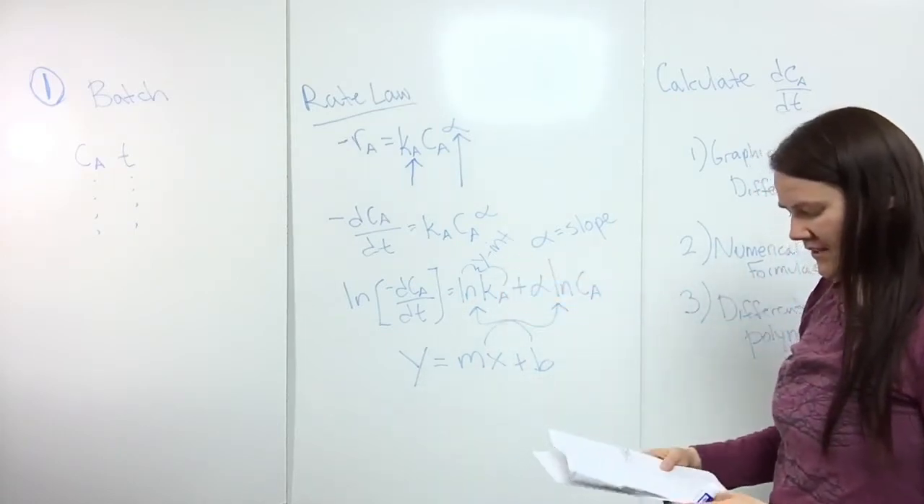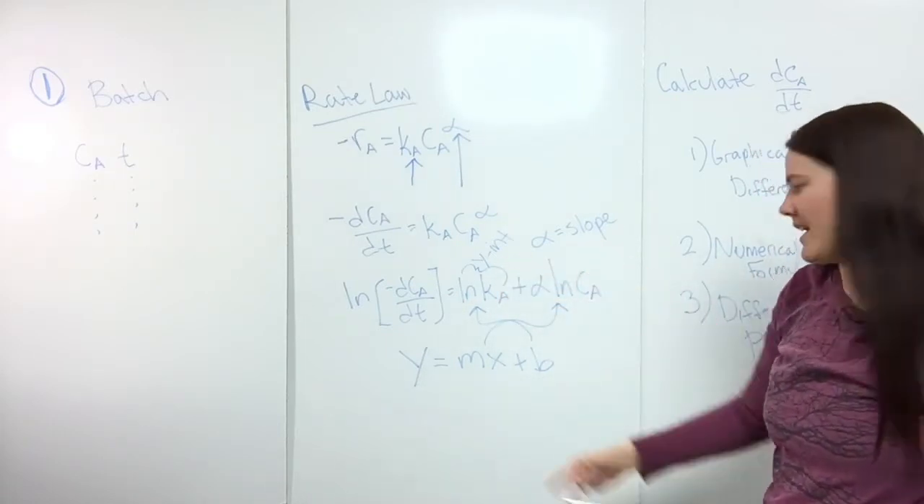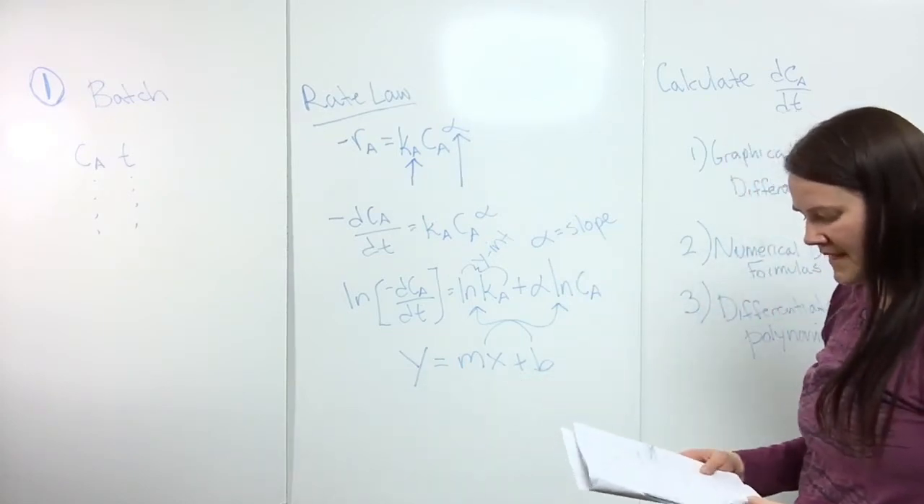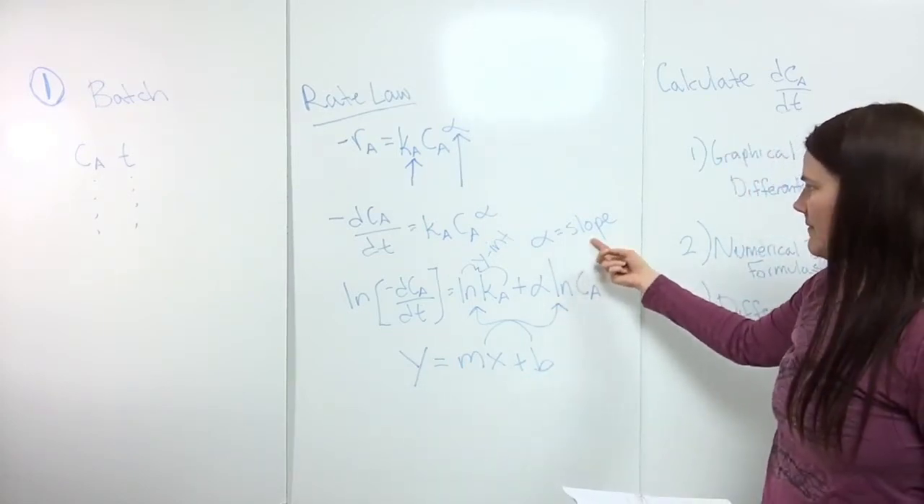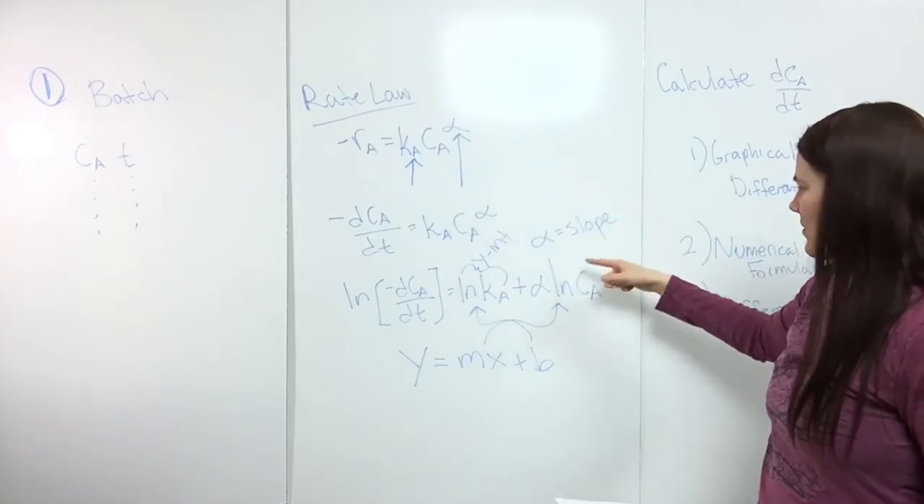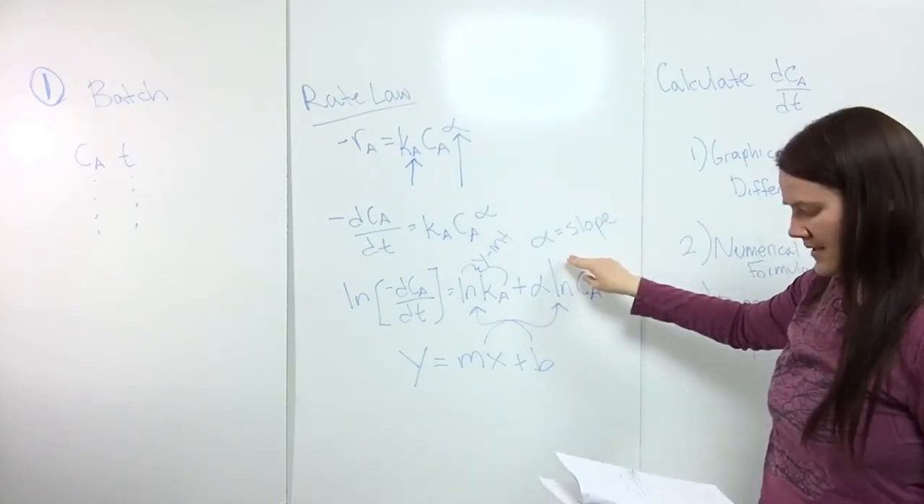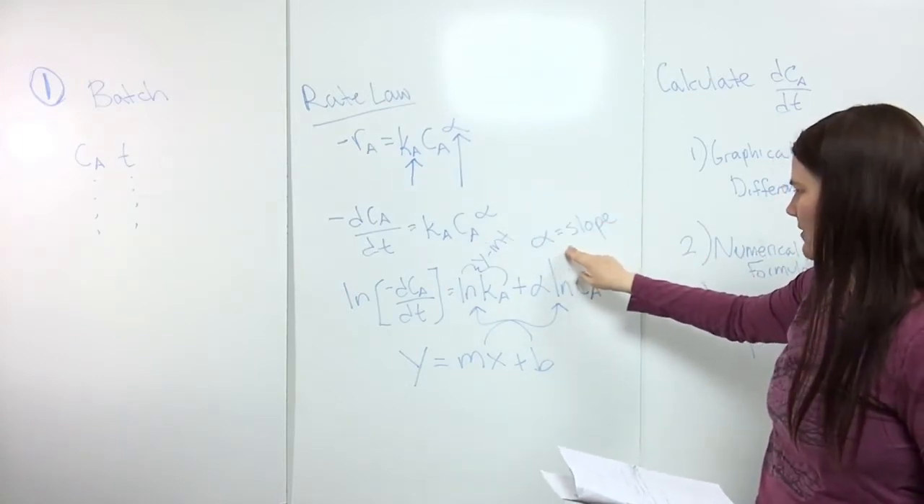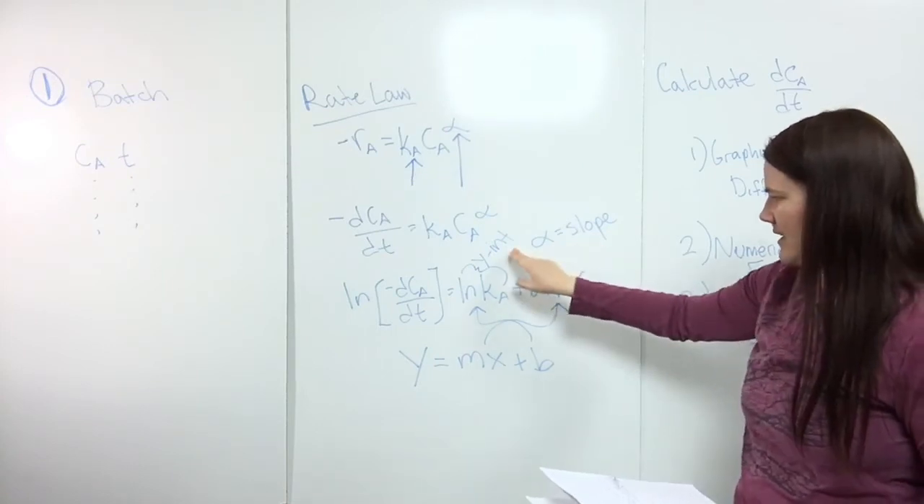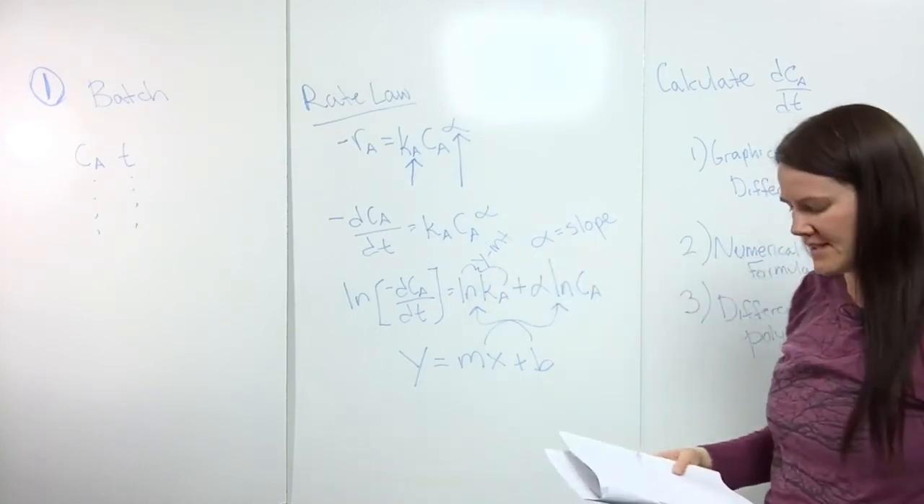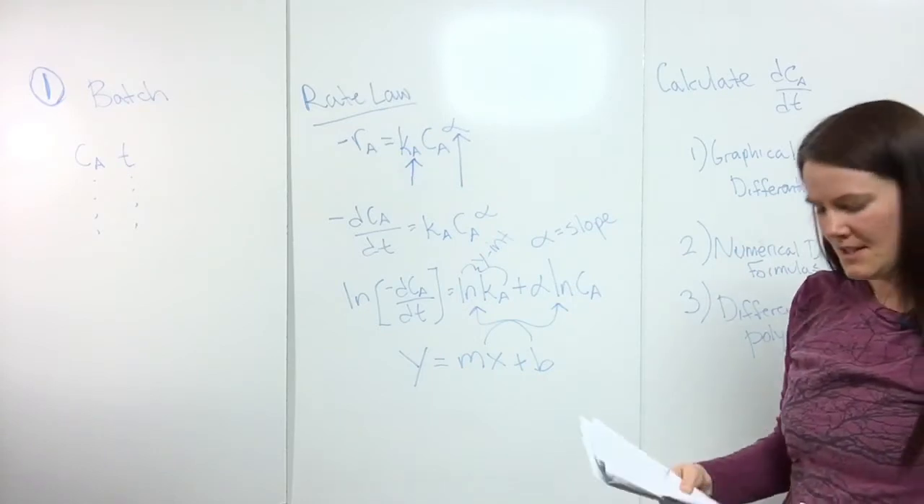And then you would do a linear regression because you should have a straight line. I mean, this is the equation for a line. And then you can get your reaction order, or the rate order, from the slope, and you can get the k constant from the y-intercept.